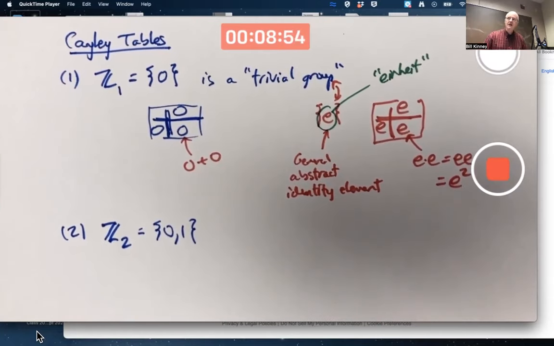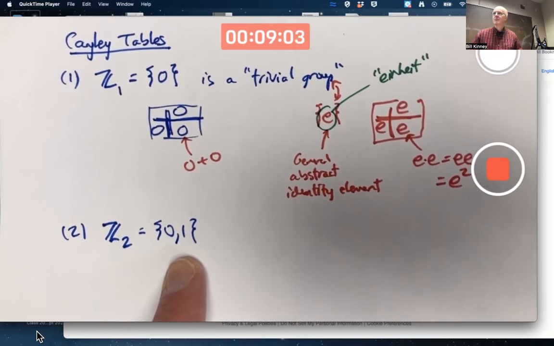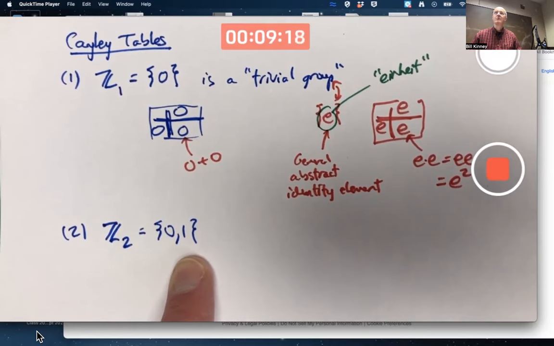The group operation is addition, but it's not any old addition. It's not regular addition. That would be bad because if it were regular addition, 1 plus 1 would be 2, and 2 is not in the set, and the operation would not be closed. It would not satisfy closure. How about addition mod 2? 1 plus 1 mod 2 is 0. That works. That's closed. 0 plus 0 is also still 0. 0 plus 1 is 1, including in mod 2.